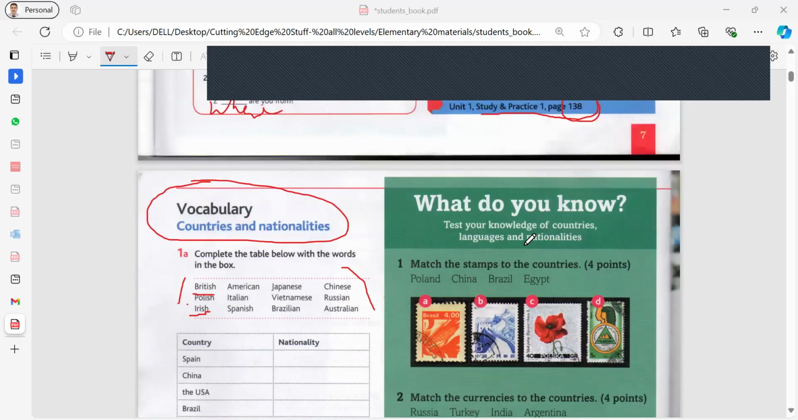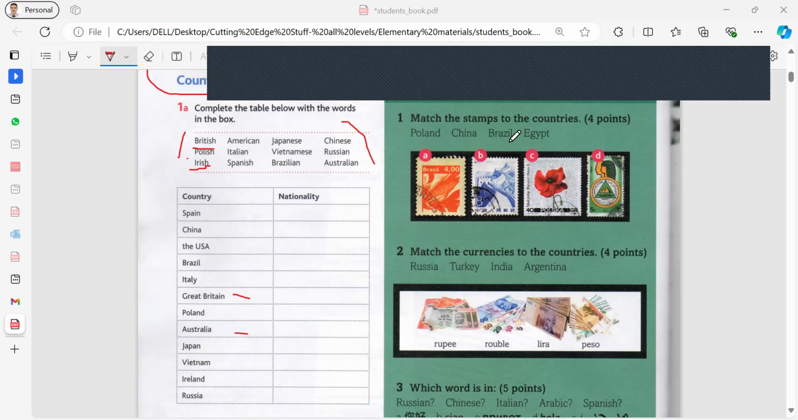Okay, so now, what do you know? Let me ask you some generic questions. What do you know? Test your knowledge of countries, languages, and the nationalities. Okay, what should you do? Match the stamps to the countries. Do you know stamps? Yes.